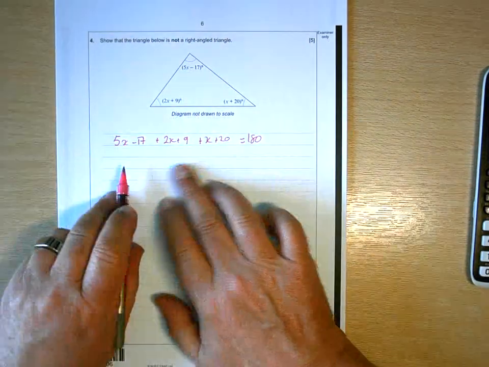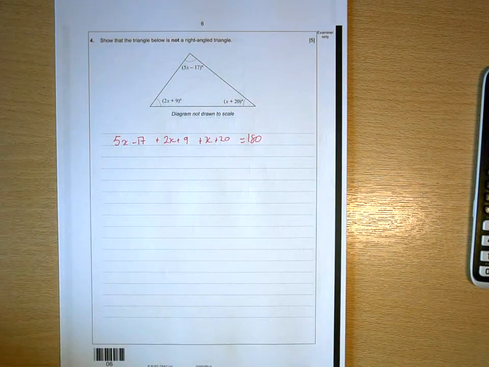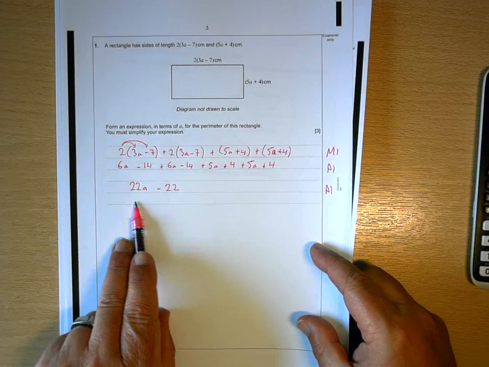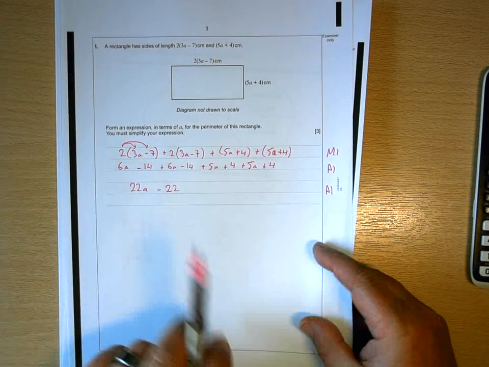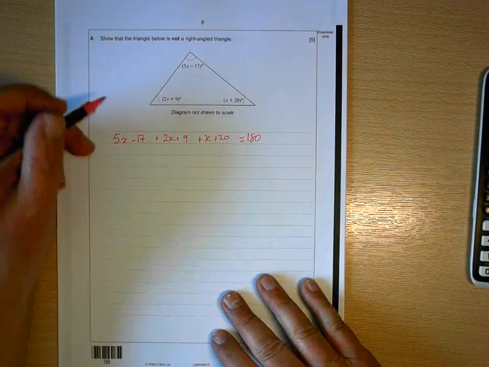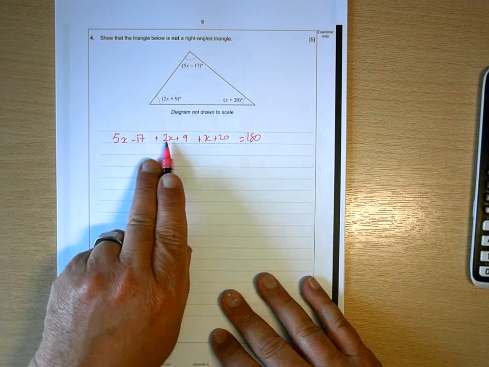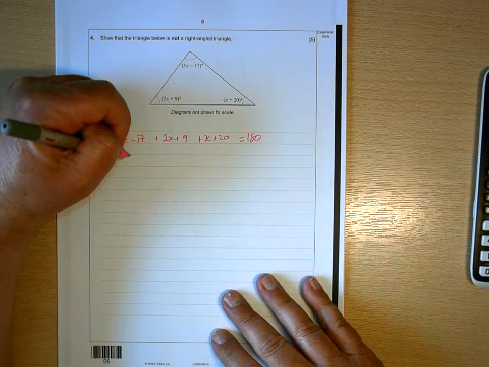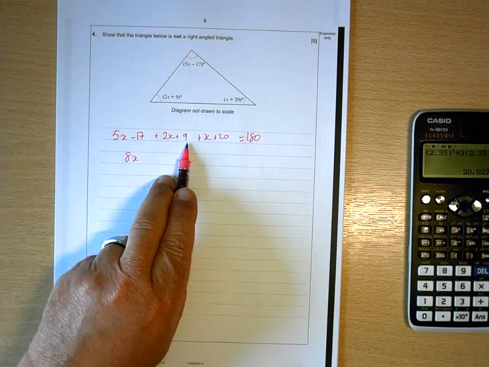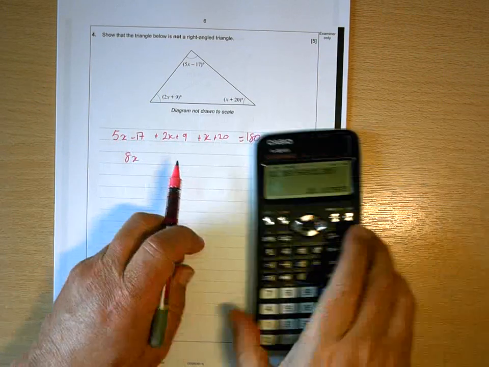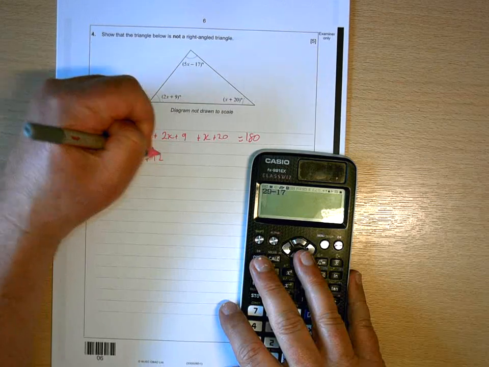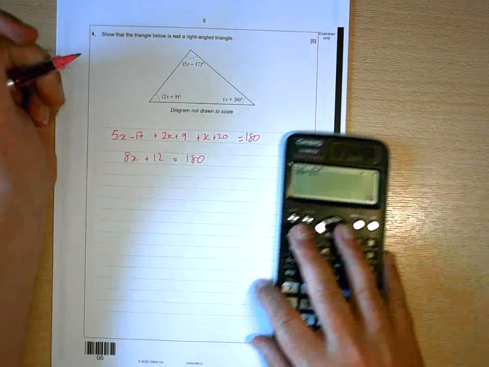Now this is an equation. The last question, perimeter question we did, we don't have an equation there, so we don't have a numerical answer. All we can do is simplify the algebra. With this one, we're going to get an answer out of it. So let's simplify this side first of all. So I've got 5x, 6, 7, 8x, and then I've got 20, 29, take away 17 is 12. So 8x plus 12 equals 180.